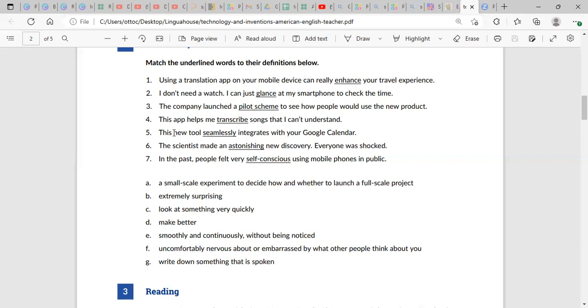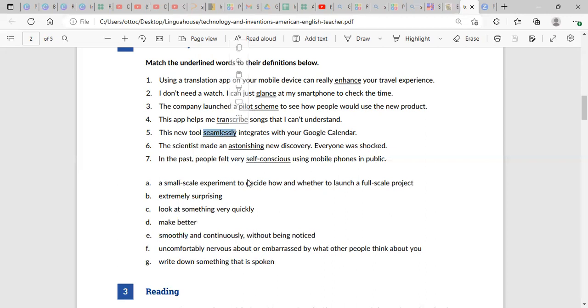And Marcos, please help me with number 5. And thank you, Aníbal. This new tool seamlessly integrates with your Google Calendar. Okay, very good. So please find this word here. Seamlessly? I don't know. Okay, seamlessly. Okay, very good. That's the pronunciation. Seamlessly. Good. Who knows? It's letter E, smoothly and continuously without being noticed. Exactly, smoothly and continuously without being noticed.